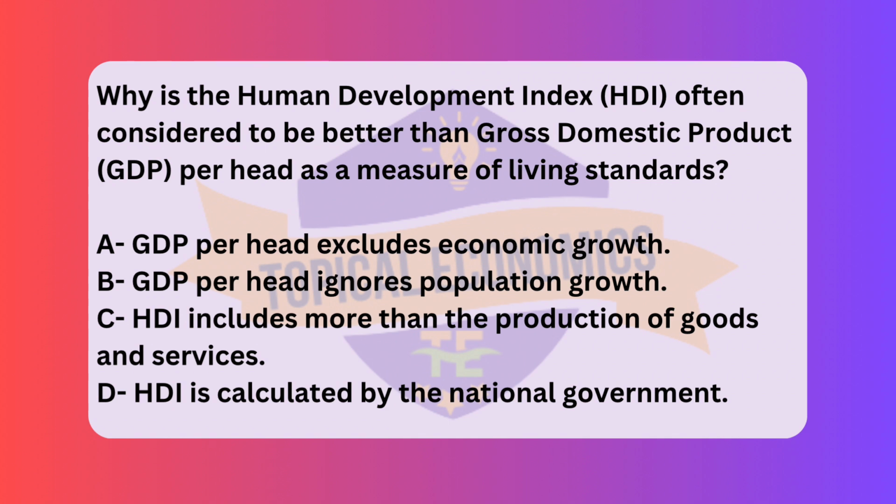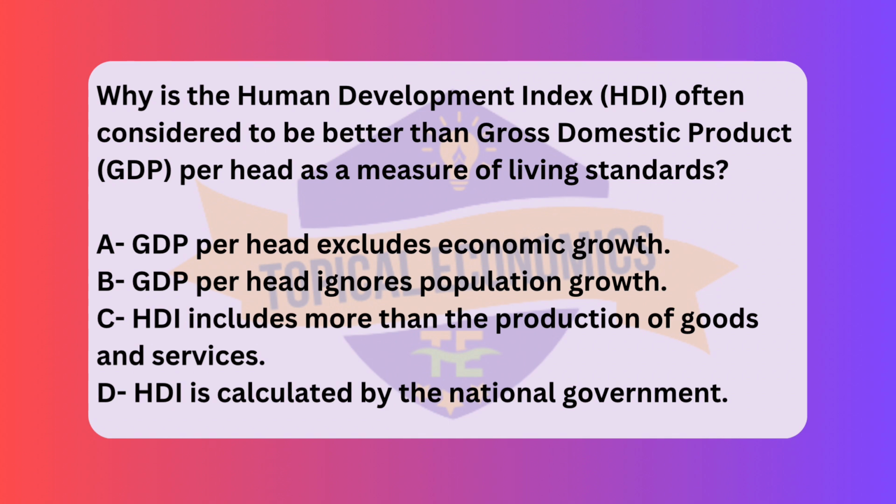Moving to question 21. Why is the Human Development Index, HDI, often considered to be better than Gross Domestic Product, GDP, per head as a measure of living standards? A. GDP per head excludes economic growth. B. GDP per head ignores population growth. C. HDI includes more than the production of goods and services. D. HDI is calculated by the national government. This question is from year 2017 October-November version 1. The correct answer for this question is option C.